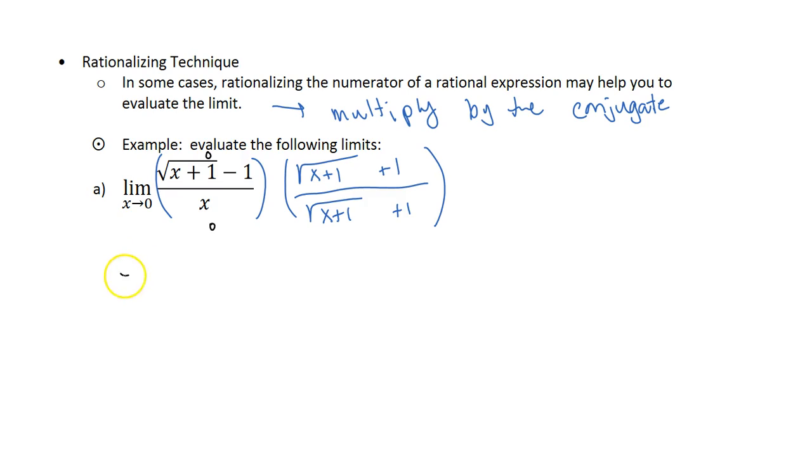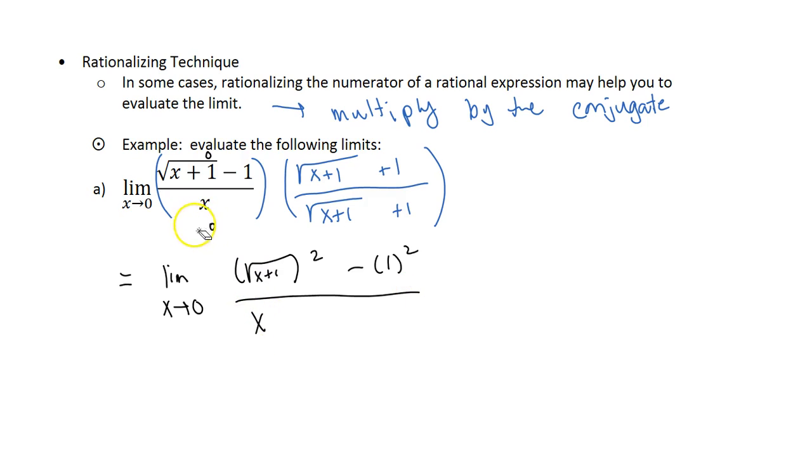Okay, so keeping my limit notation, this is a sum and difference of the same a and b, so this ends up being the square root of x plus 1 squared minus 1 squared. Now I'm not going to actually distribute this x. You'll see why in a minute. It'll actually make your life a little bit easier if you don't distribute it. Just trust me on that one for now.